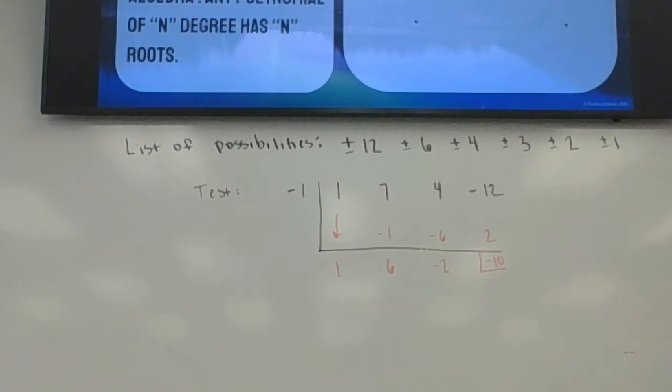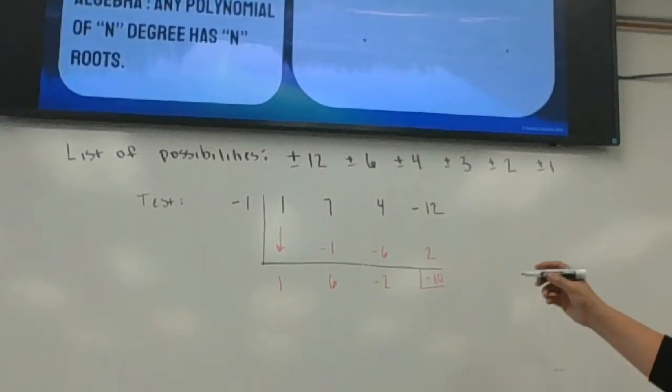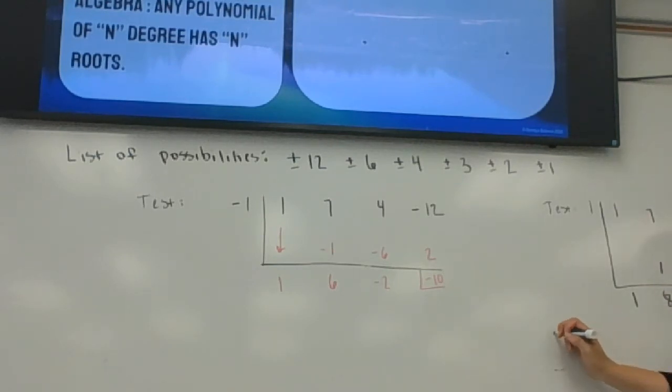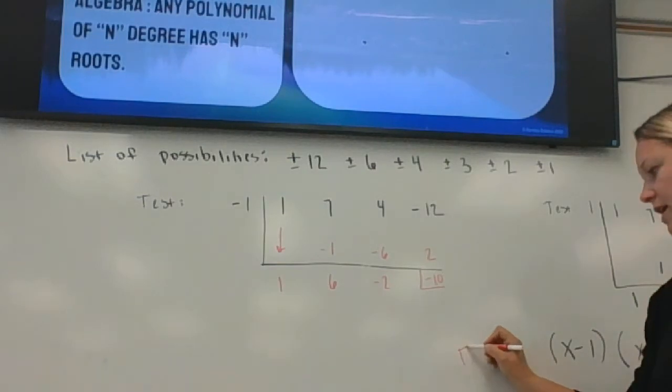So now I'm going to test +1, same system. Alright, my first try did not work, so I'll test +1. Alright, 12 gave me a remainder 0. Did anybody find anything besides 1? Don't say it, just, okay, now watch this. So my result with 1, if I was to write that in factored form, I would do x minus 1 parentheses x squared plus 8x plus 12, right?